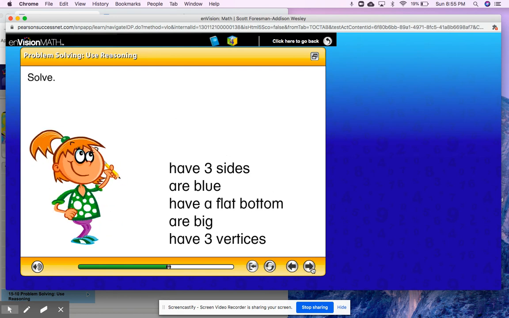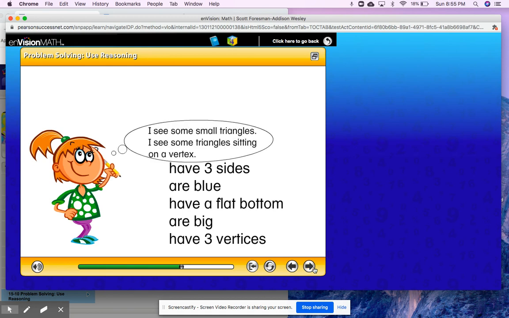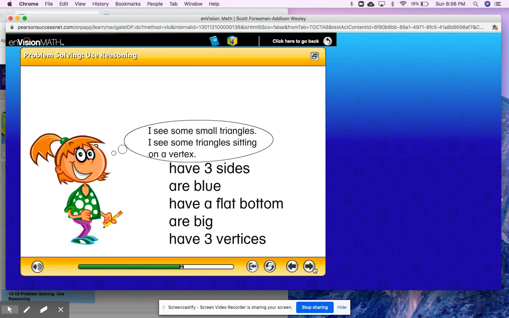Solve. All right, so let's look at the clues that we have. It says, have three sides is the first clue. Is that true about all triangles? Are blue. Is that true about all the triangles? Have a flat bottom. Is that true? Are big. And the last clue is have three vertices. So think about these clues and we'll decide which one is true about all of them. I see some small triangles. I see some triangles sitting on a vertex.